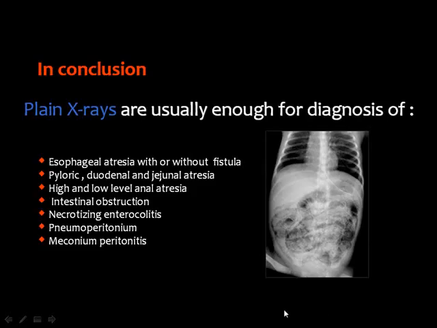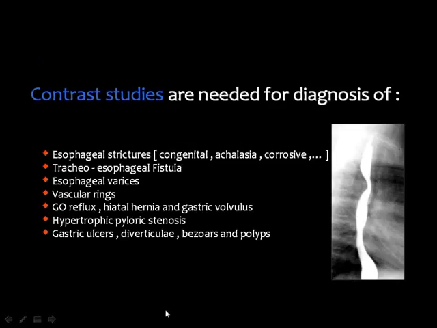Then to conclude, we have three major modalities for assessment of the gastrointestinal tract in the pediatric age group. And the first one, which is very important, is the plain X-ray, which is usually considered enough in the diagnosis of esophageal atresia with or without fistula, of pyloric and duodenal as well as jejunal atresia, in diagnosis of high and low level anal atresia, in diagnosis of intestinal obstruction, and in diagnosis of necrotizing enterocolitis, as well as free intra-abdominal air, as well as the diagnosis of meconium peritonitis by the detection of calcium in the peritoneal cavity.